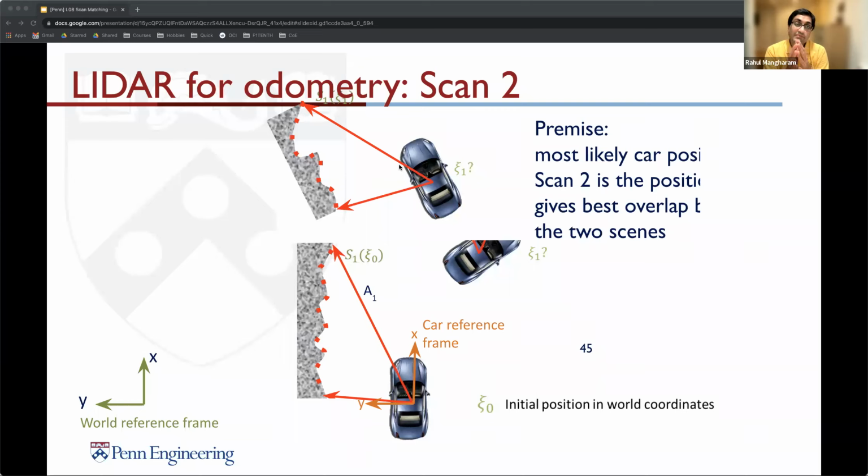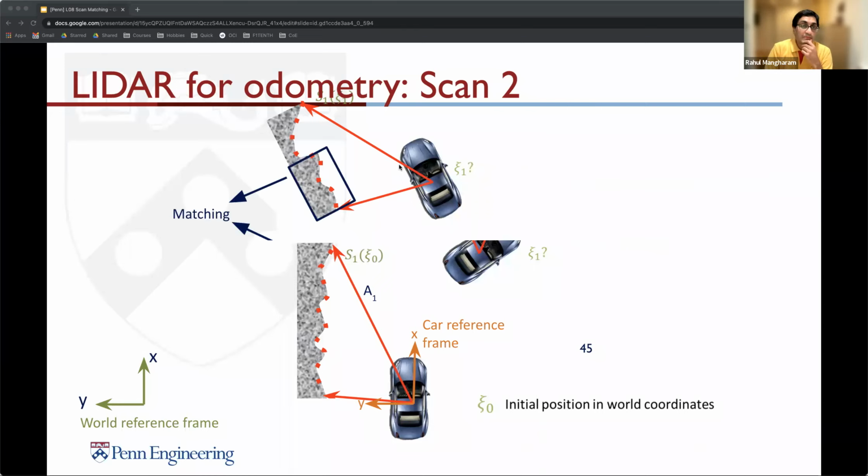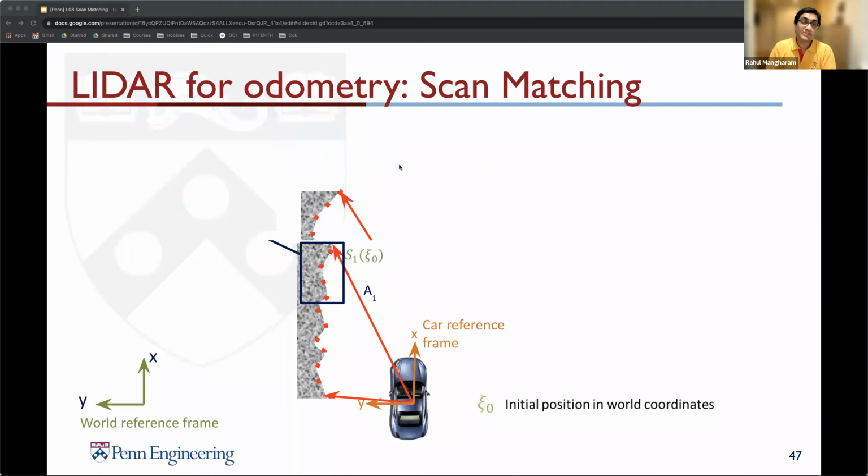So the premise of scan matching is that the most likely position of the car is the one that gives the greatest match between the previous scene perceived by the LIDAR and the current scene perceived by the LIDAR. Let's see what that means. Remember that the scan is the red dotted line. That's what the LIDAR sees. Scan matching calculates the portions of the two scans that are shown in the black boxes that match very well. If the current position of the car x1, psi 1 is as shown, in fact, this is the best match or the best overlap between the two scans in the world coordinates.